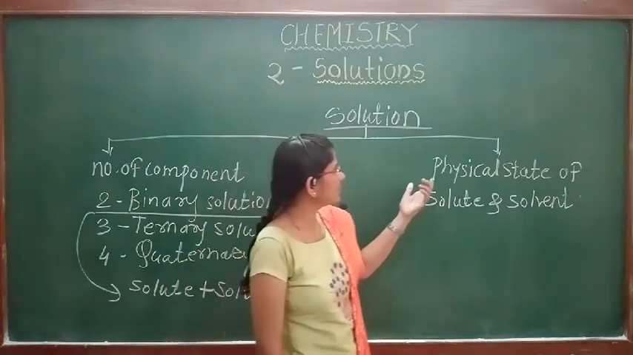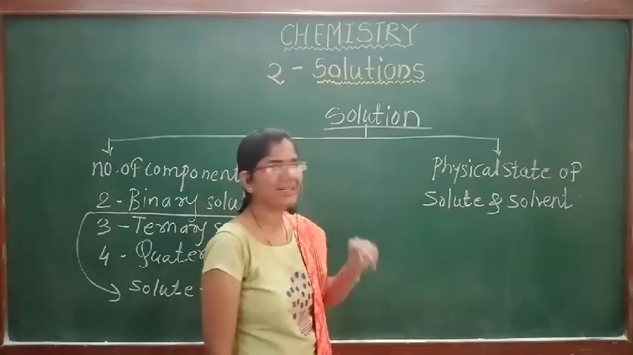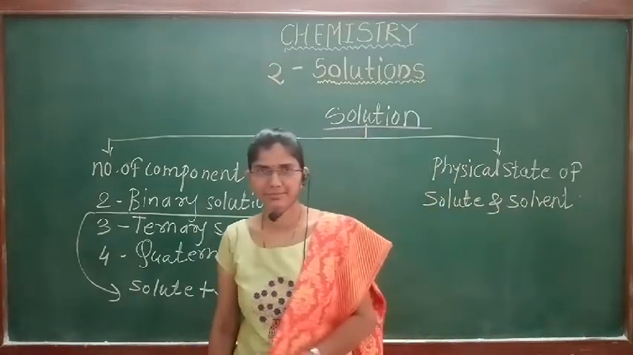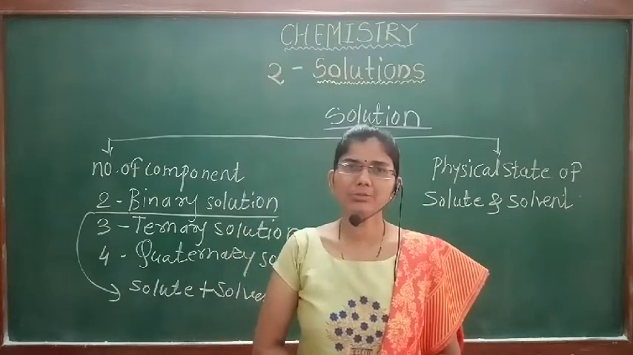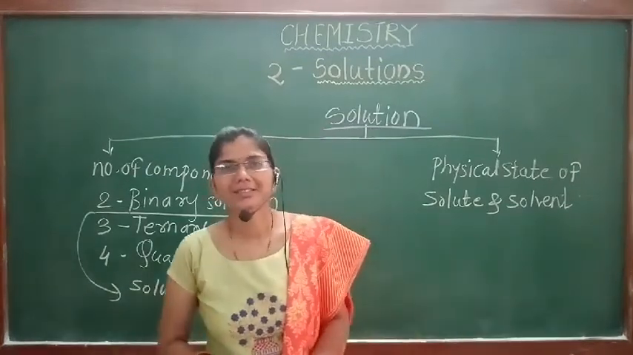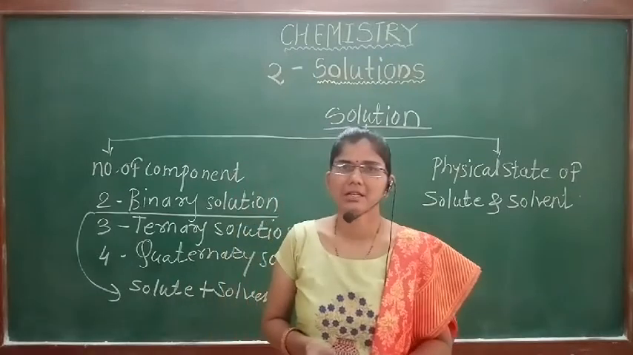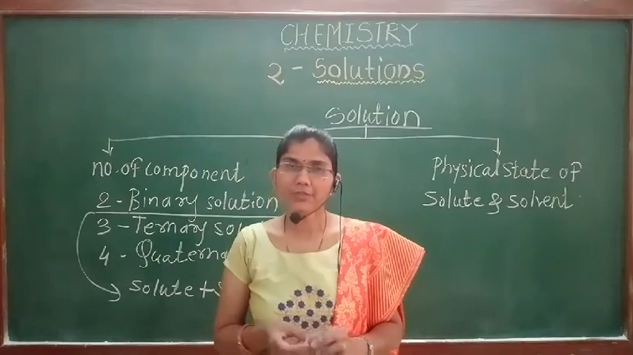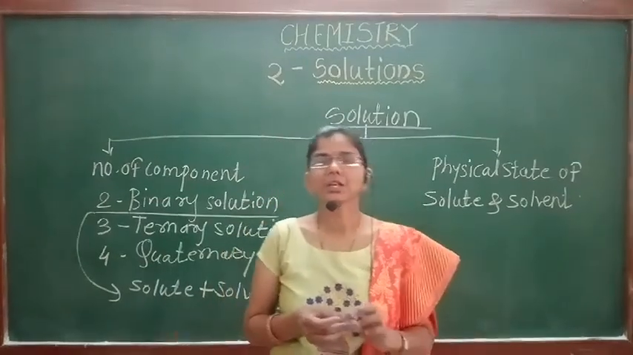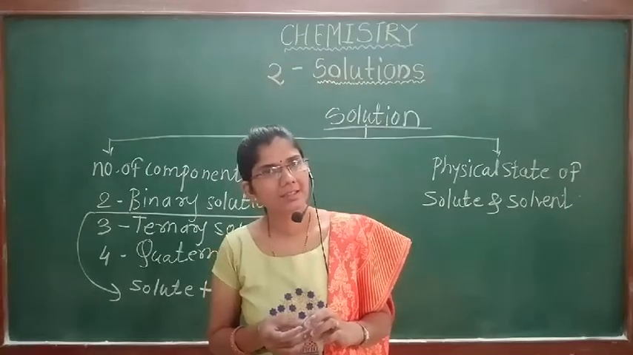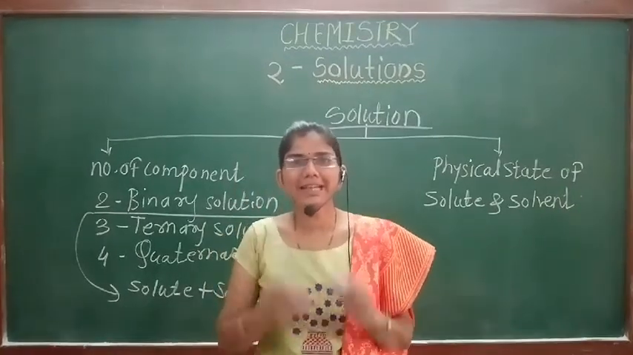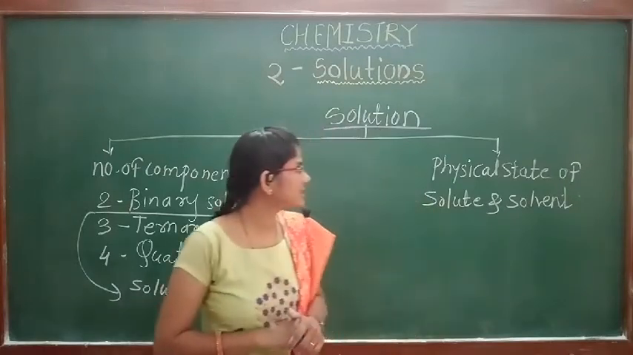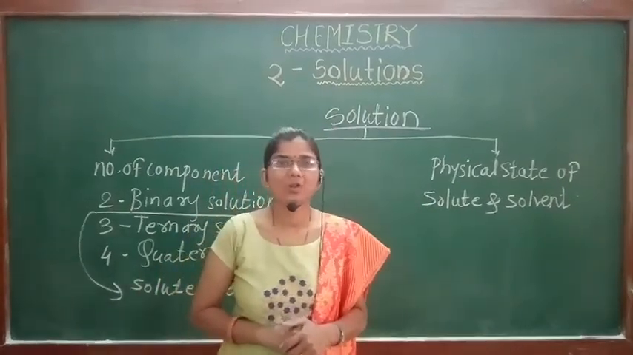The next type of solution depends on the physical state of the solute and solvent. What is meant by physical state of the solute and solvent? As we know, there are three states of matter: solid, liquid and gas. For the binary solution, if we consider the physical state of the solute and solvent, 9 types of solution are formed.